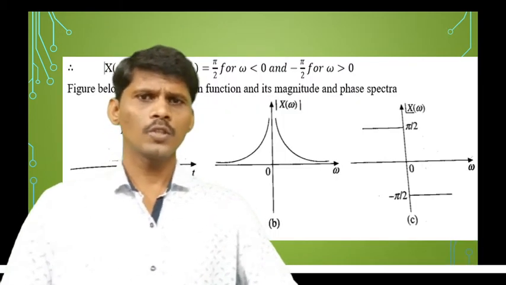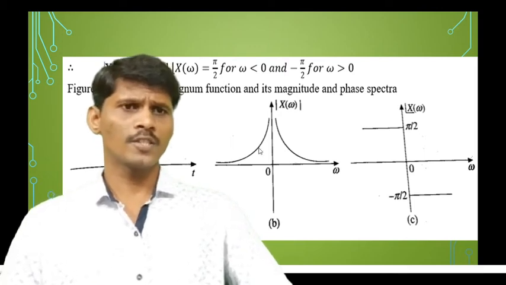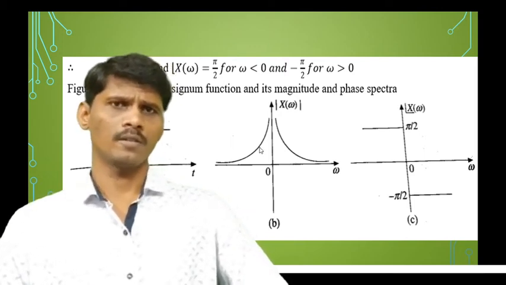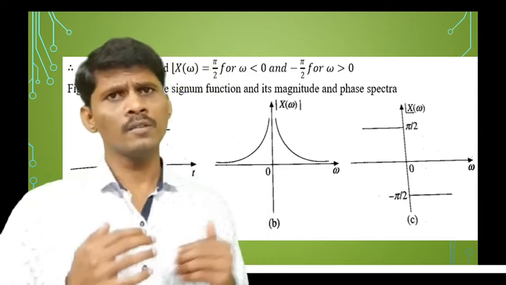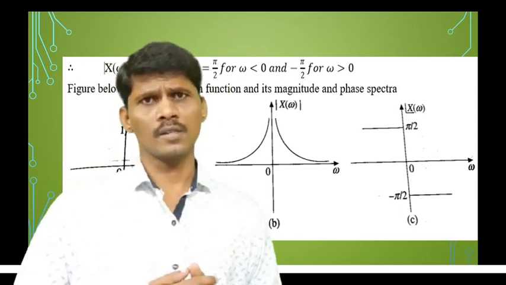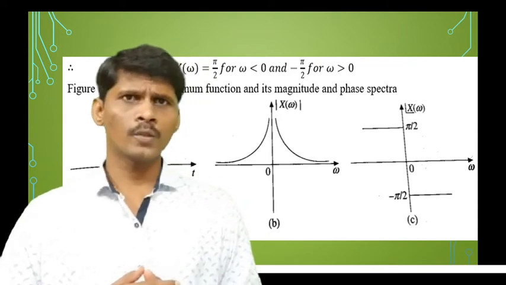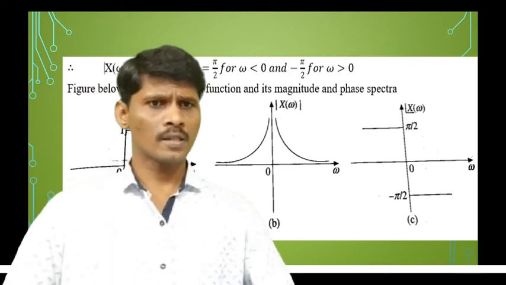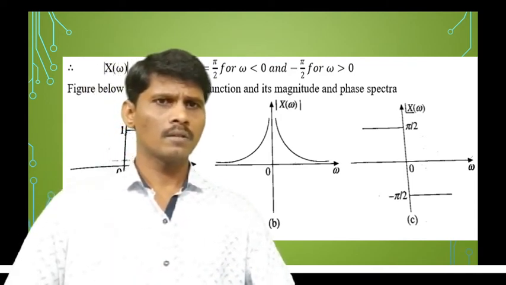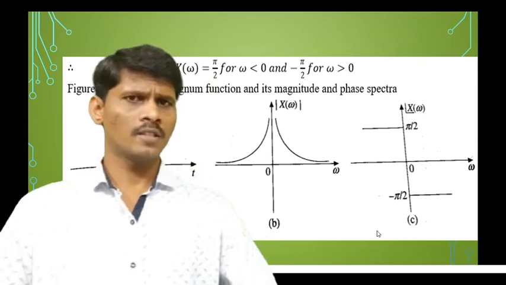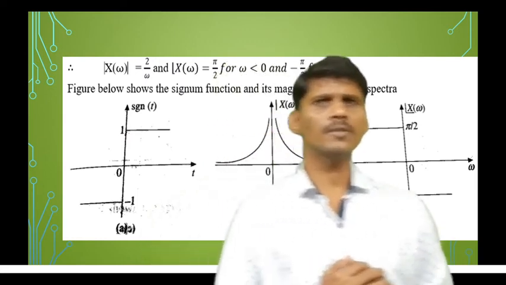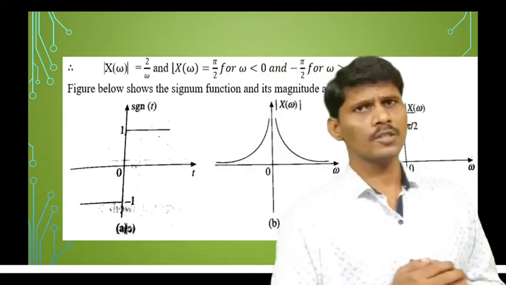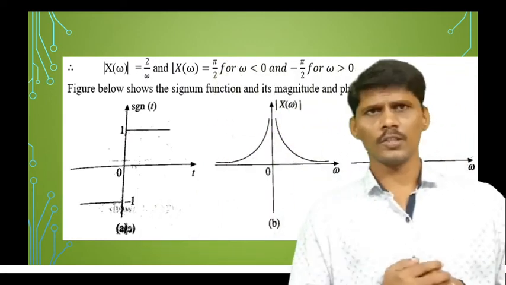So this is the signum function and this is the spectrum of the signum function, 2 by j omega. First calculate the magnitude and next calculate the phase angle. How to calculate the magnitude and how to calculate the phase angle was already discussed in the starting classes. So now here, what is the Fourier transform of the signum function? The Fourier transform of the signum function is 2 by j omega.